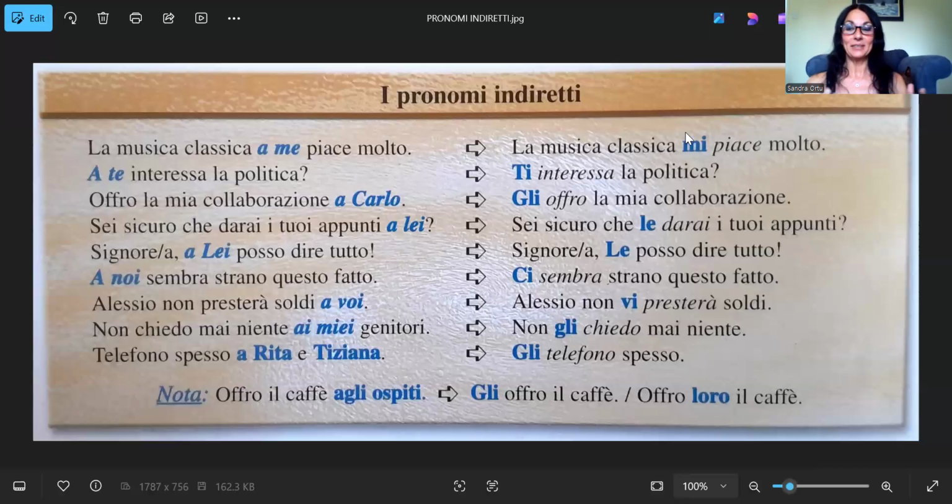So I said this translation, however, if you want, you do need to translate the difference between the strong and weak form. So make sure that there is a difference between these two sentences. It always depends on context. Second example, a te interessa la politica? And this one, ti interessa la politica?